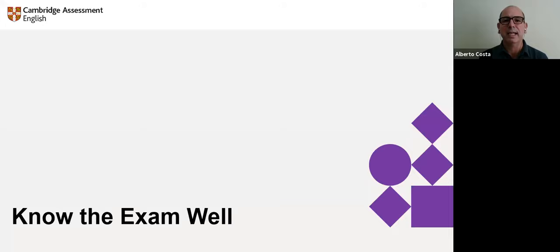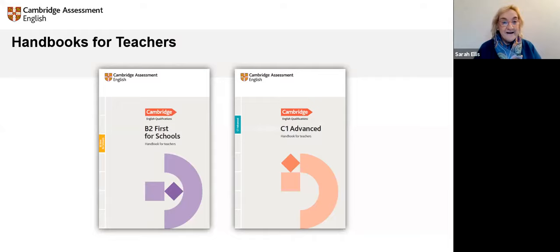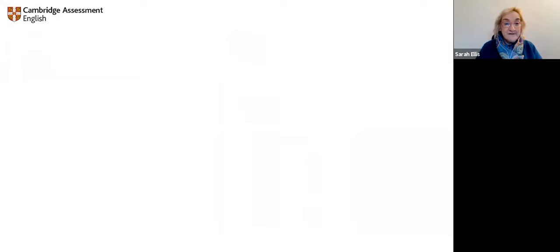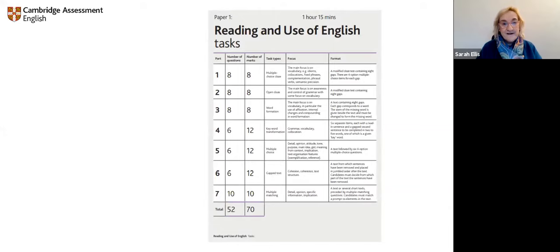Also, it's very important that we know the exam well, and Sarah will tell you a few things about this. Yes, absolutely. So whether you're new to Cambridge English qualifications or a very experienced teacher, I think for all of us, the first place to go is the teacher's handbooks. So you'll see on the next slide here that you can download a B2 First for Schools handbook or a C1 Advanced handbook, whichever you need. And of course, this is a real treasure trove of information. It's very important. And you can see that each part of the test is included.